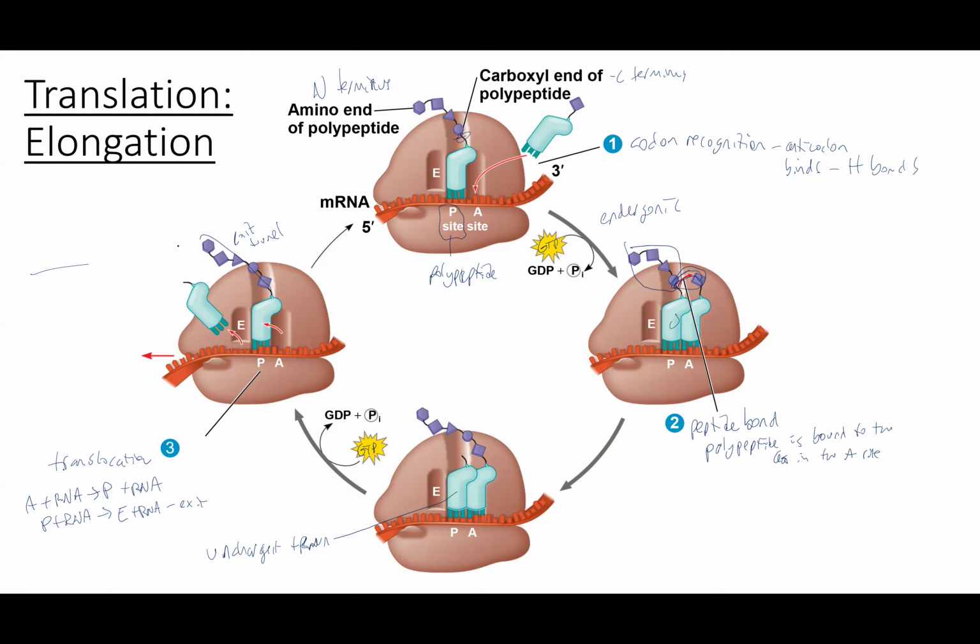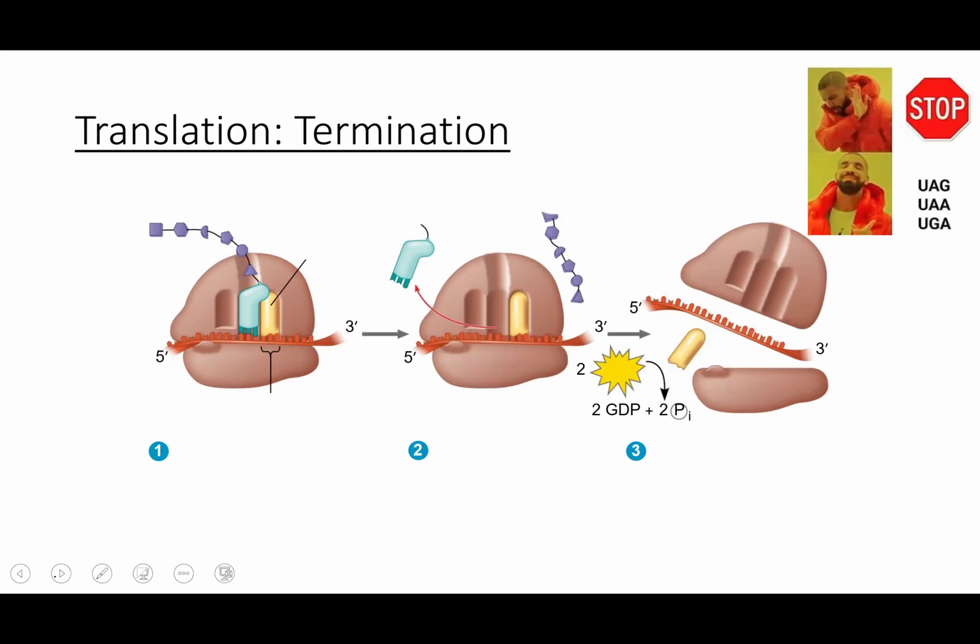Okay, so this is elongation. This is just going to keep going and going until we get to termination, which is the end of this process. Termination happens when we hit the stop codon. There are actually three stop codons. There are three choices: UAA, UAG, and UGA are the three stop codons.